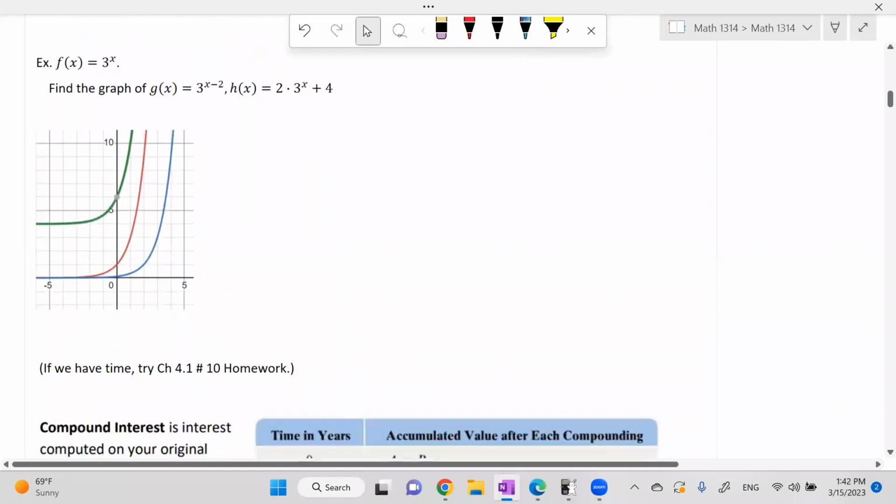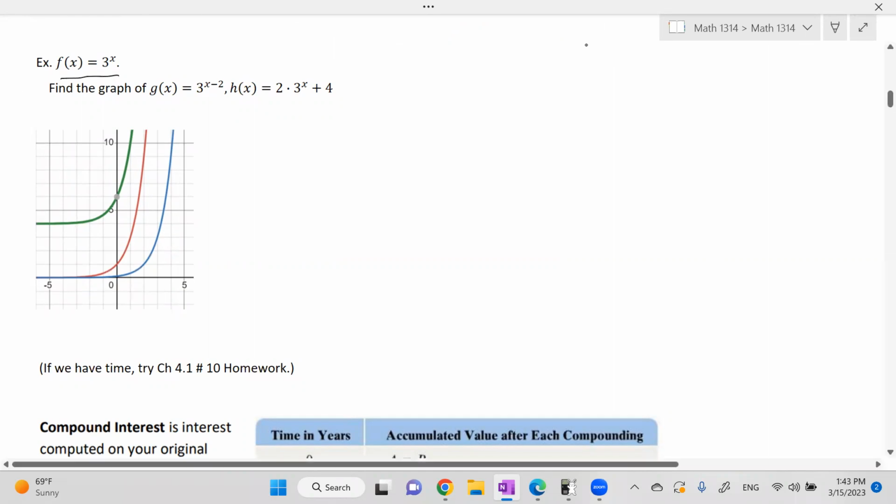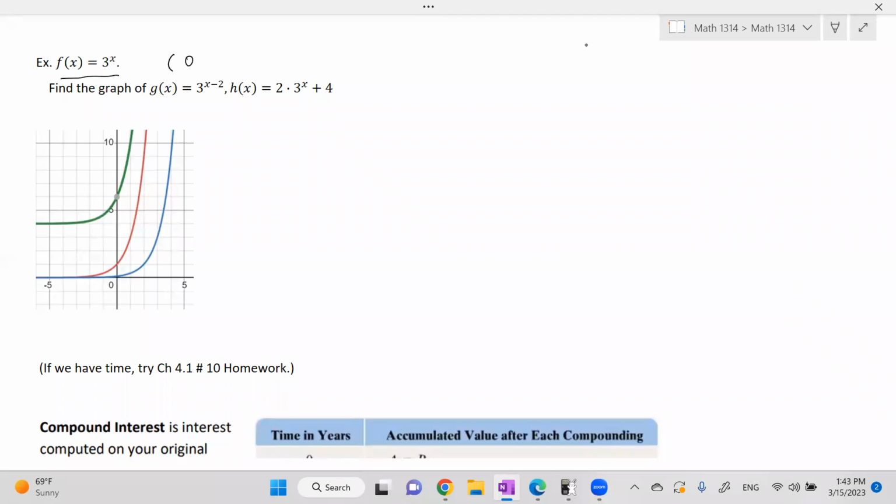Let's see, f of x equals 3 to the x. Then we have 3 colors on the graph. You will see the f of x is a very basic function. It doesn't have any kind of transformation. That's the key point.